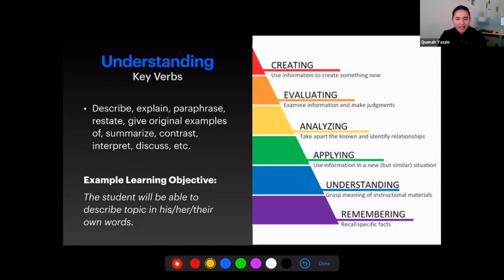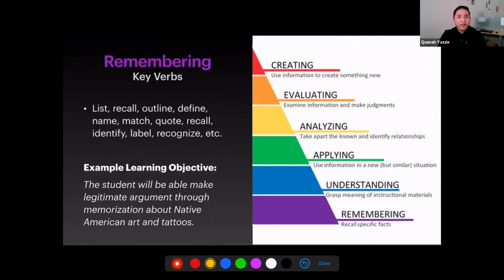So after you understand it, we go to the lowest order of thinking, which is remembering. So now we just remember it. We put it in the back of our mind, and we can recall this information immediately, right? If someone were to ask us, or someone were to have a discussion about it, we'd automatically be engaged with the topic. So: list, recall, outline, define, name, match, quote, identify, label, recognize, etc. Those are the key verbs to look out for. There's a whole bunch of other verbs as well.